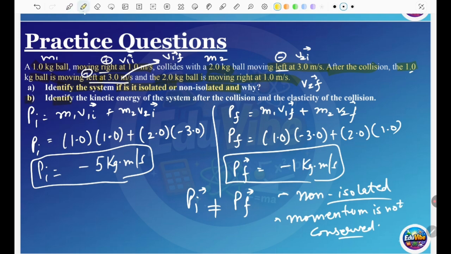For the B part, we have to determine the kinetic energy of the system after the collision, and we have to tell which elasticity they have: inelastic or elastic. So basically we have to find both EKi and EKf.